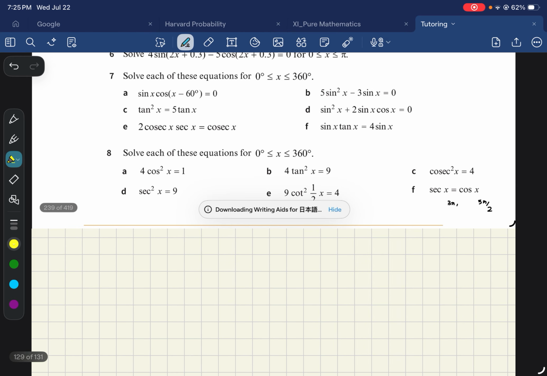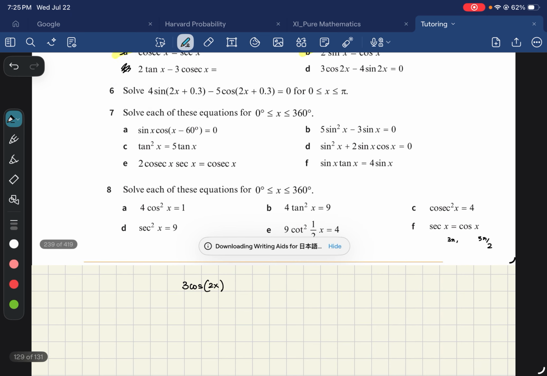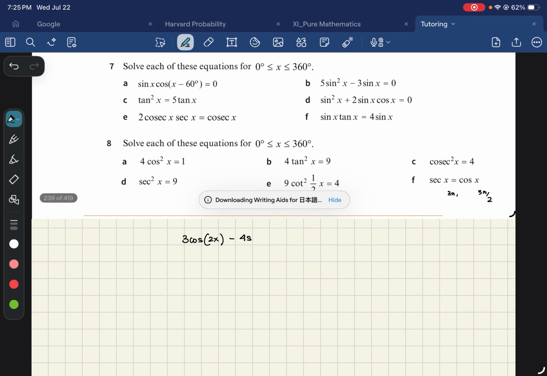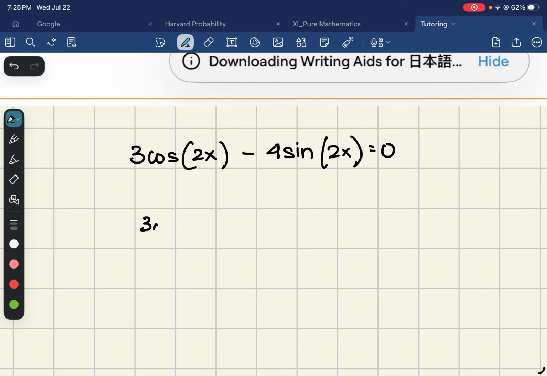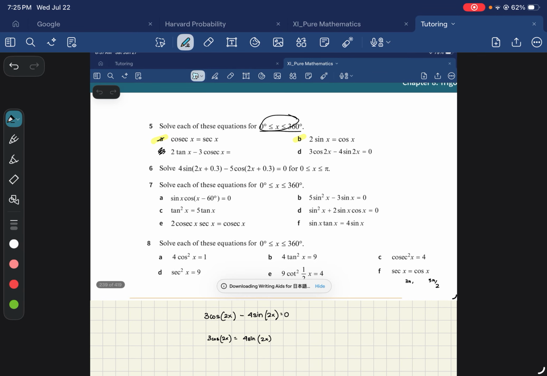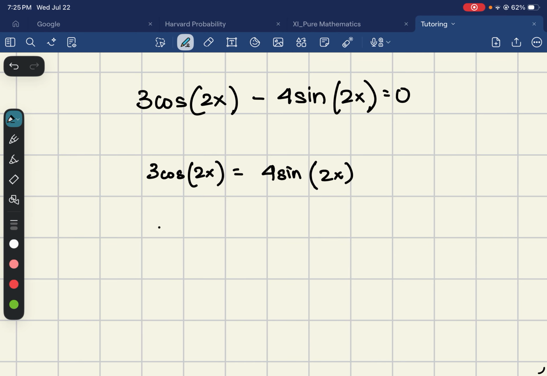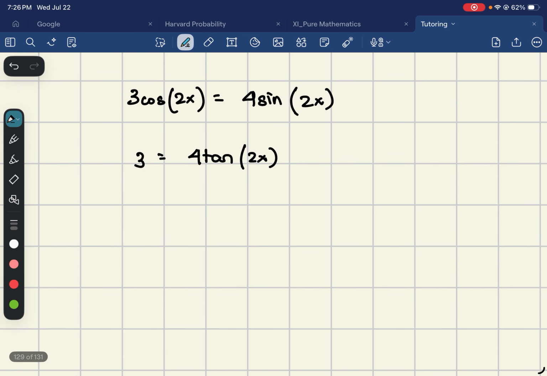So we have 3 cos 2x minus 4 sine 2x is equal to 0. All right, so I can write this as 3 cos 2x is equal to 4 sine 2x, and keep the domain in mind. If I divide both sides by cos 2x, I get this expression. So I just divided both sides by cos 2x, and I get the expression tan 2x is equal to 3 over 4.